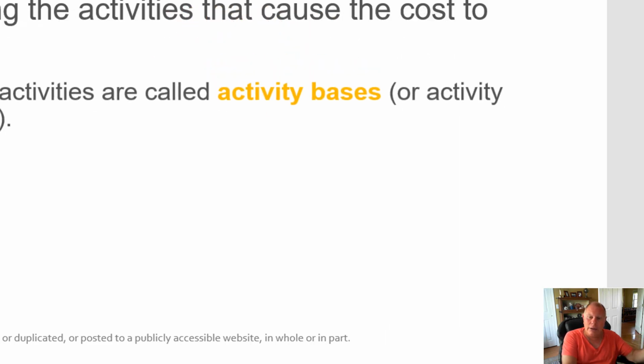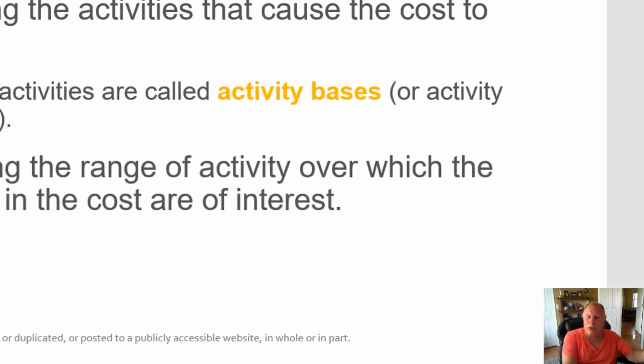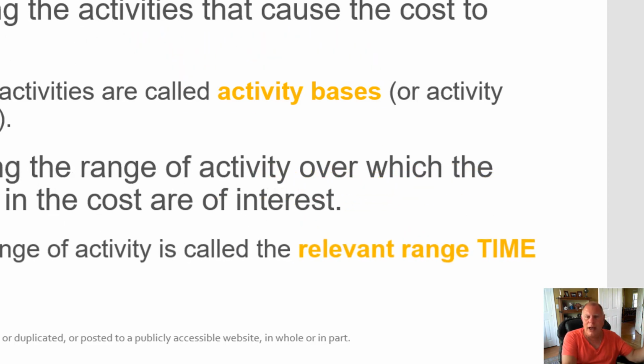And these activities are called activity bases, activity drivers. We're keeping them very simple for this course, the volume. And you specify the range of activity over which the changes in the cost are of interest. So this is where time starts to come in. It's called the relative range. I would say it's time. Okay, so you want to look at what time period we're looking at how these costs behave.